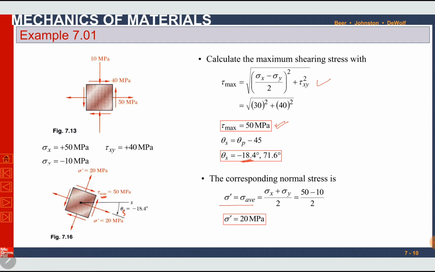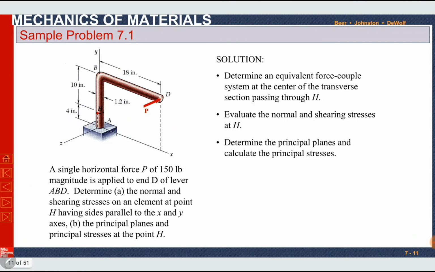Let us move to, this was example number 7.01. Let us move to another example. It is a sample problem 7.1.